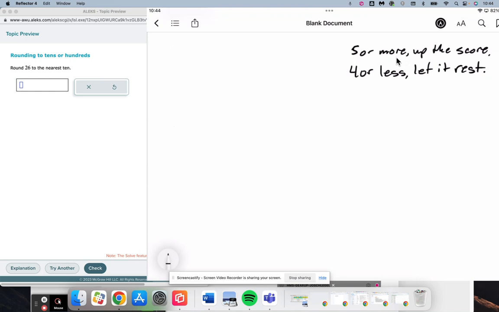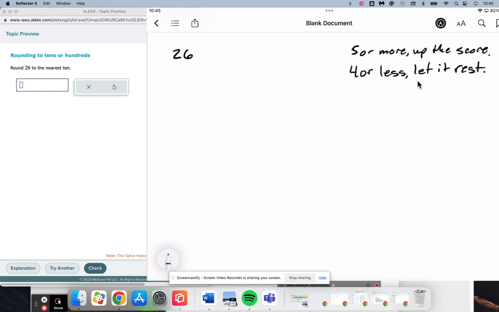If it is 5 or more, which is going to be 5 through 9, we increase the value of the number in front of it by 1. If it's 4 or less, we leave the number in front of it alone. And so we are asked, in this case, to round 26 to the nearest tens place.